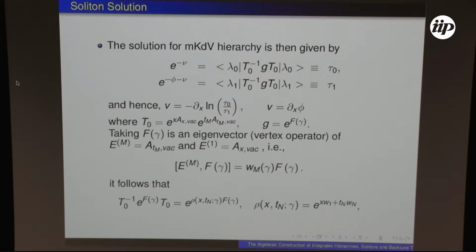So if you take the quotient, it gives you exponential of phi. Log of the quotient gives you phi. And if you differentiate the log of the quotient with respect to x, you get your v field. So your solution for v is given in terms of a derivative of these two matrix elements that I call tau 0 and tau 1.